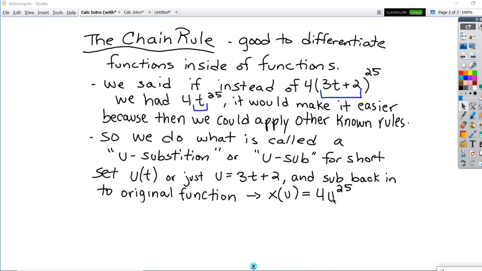But we'd be taking the derivative of this with respect to U and not with respect to t. And the essential question that we're trying to answer is the derivative of our x function with respect to time. Not with respect to U, but with respect to t. So, yeah, I could say that the derivative of this is 100u to the 24th. But that is the derivative of x with respect to U. How do I get it back to the derivative of x with respect to t?